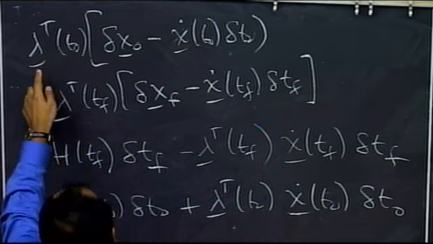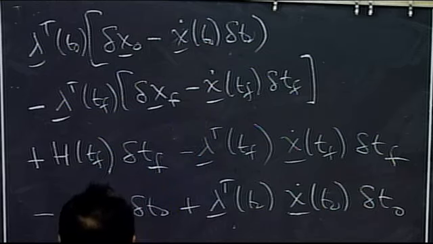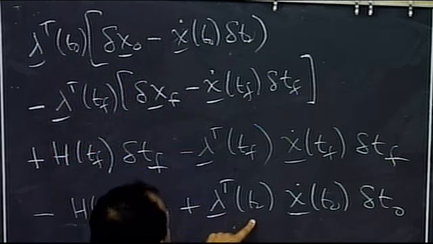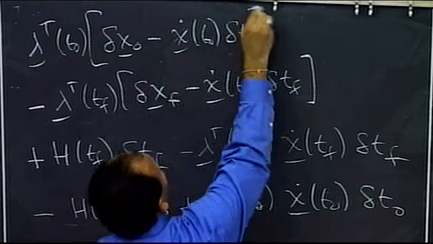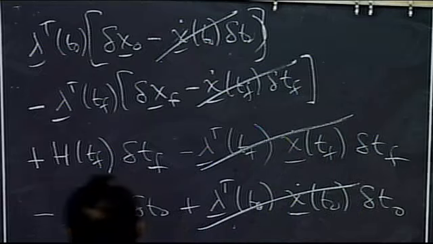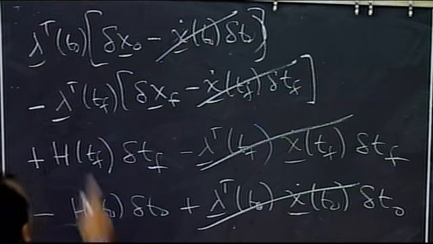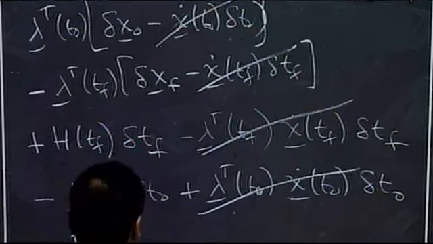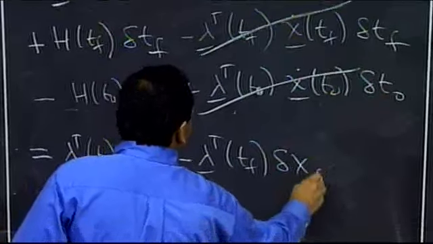And then the other term is lambda transpose at t0 minus x dot of t0 times the variation in t0. There's a negative sign on this one, but there's a positive sign on this one. So all these terms wind up canceling. So this winds up going away, this winds up going away, that winds up going away, and that winds up going away. And so this gives you lambda transpose at t0 times the variation in x0, that's this term, minus lambda transpose at tf times the variation in xf.